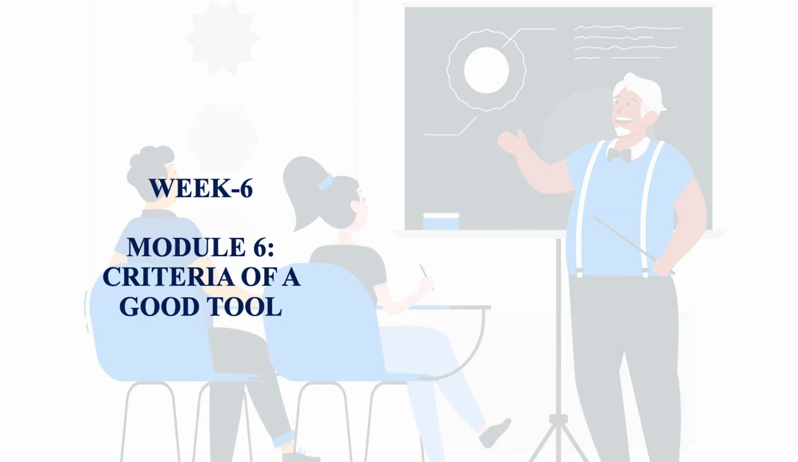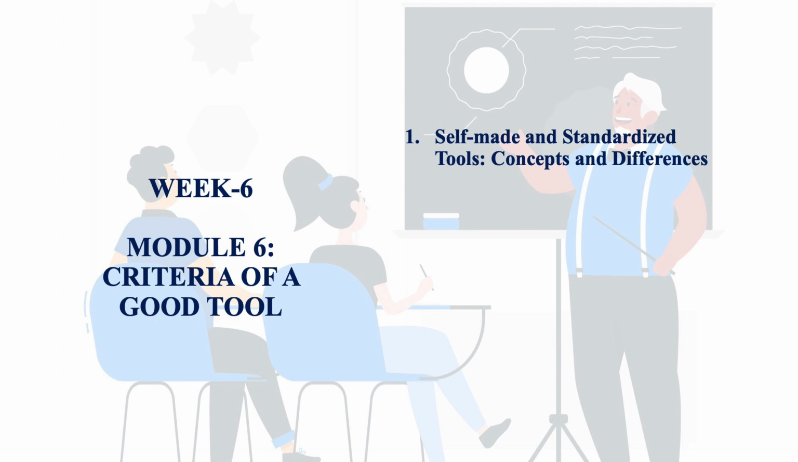As you know, in our online course BES 1 to 7, Assessment for Learning, presently we are in the 6th week. Now we are studying the 6th module. The title of the module is criteria of a good tool, and in this module 3 video lessons are there. First is self-made and standardized tools, its concept and differences, which we have already discussed, and the second video lesson is reliability as a criteria of an effective tool. In our last lesson we discussed the concept of reliability and different methods and techniques that you are supposed to use for determining reliability of a test.